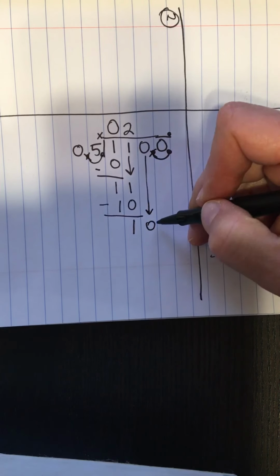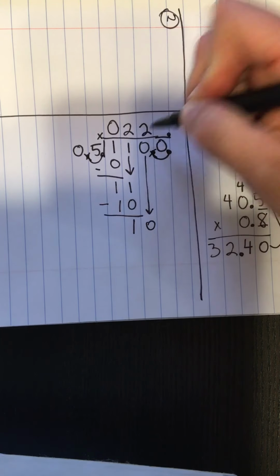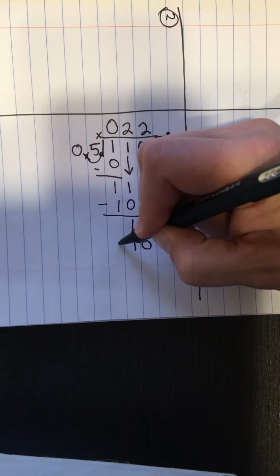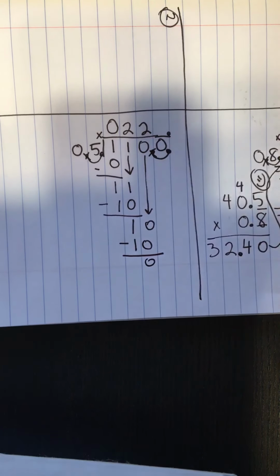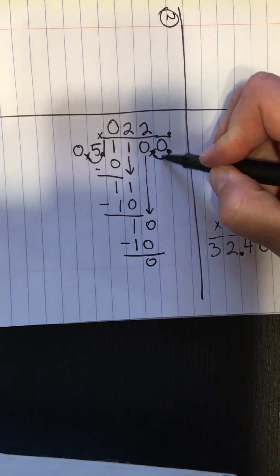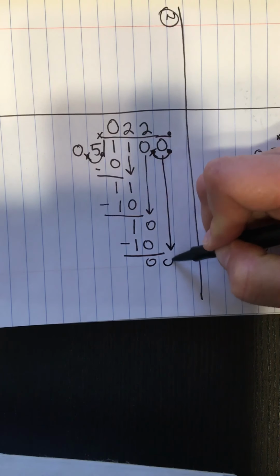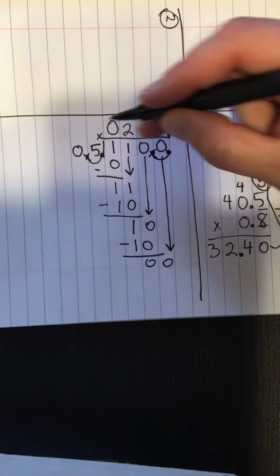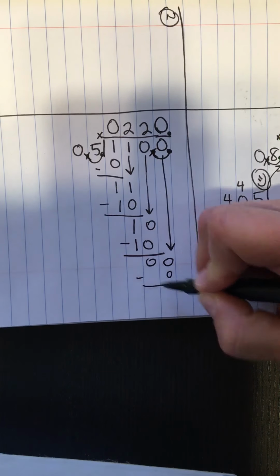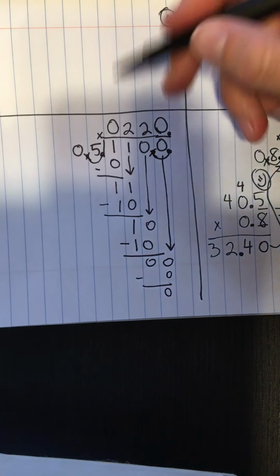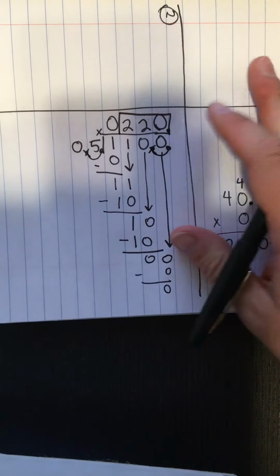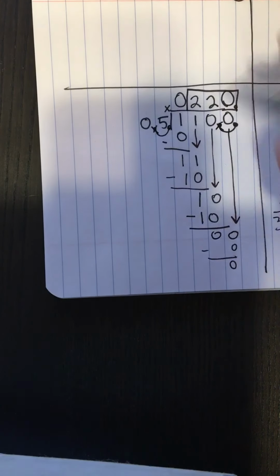How many times does 5 go into 10? 2 times. 2 times 5 is 10. And then 10 minus 10 is 0. Then I'm going to bring down that last 0. How many times does 5 go into 0? 0 times 5 is 0. Now subtract, and I have no remainder, which is good. I'm going to box in my quotient of 220, and of course now I'll check.